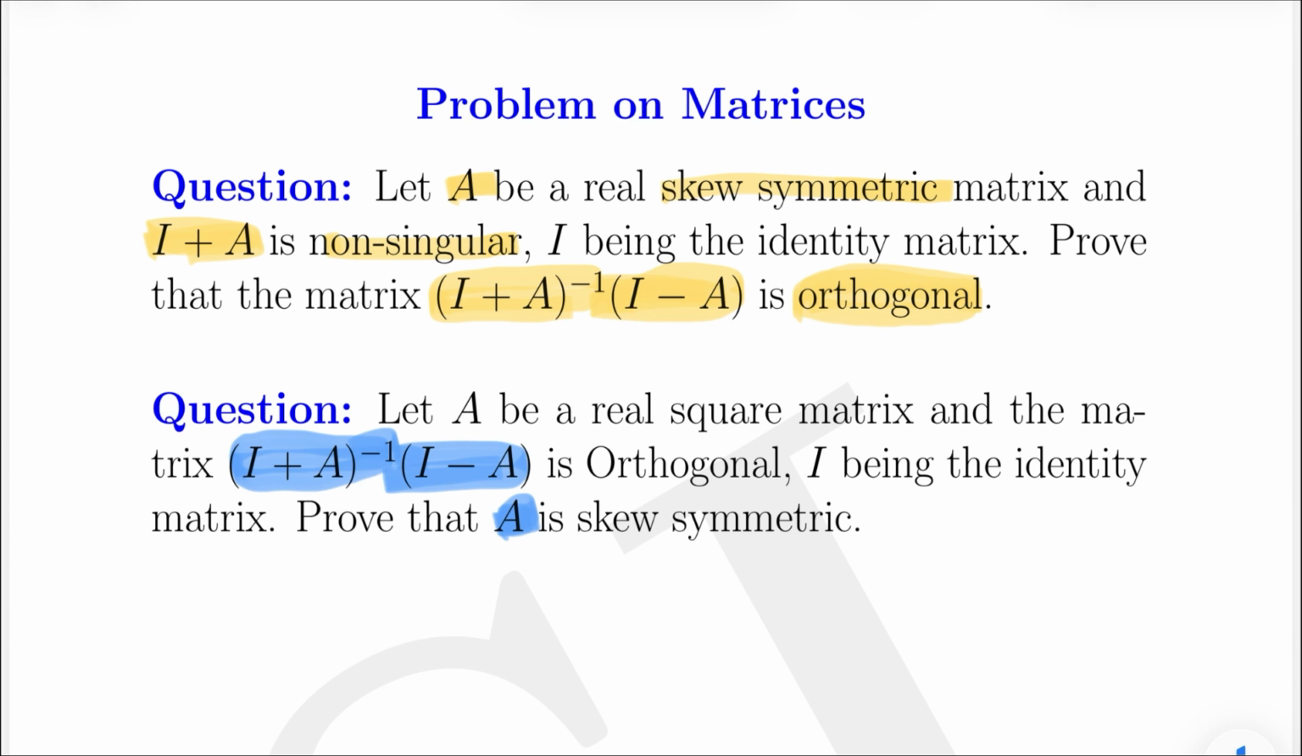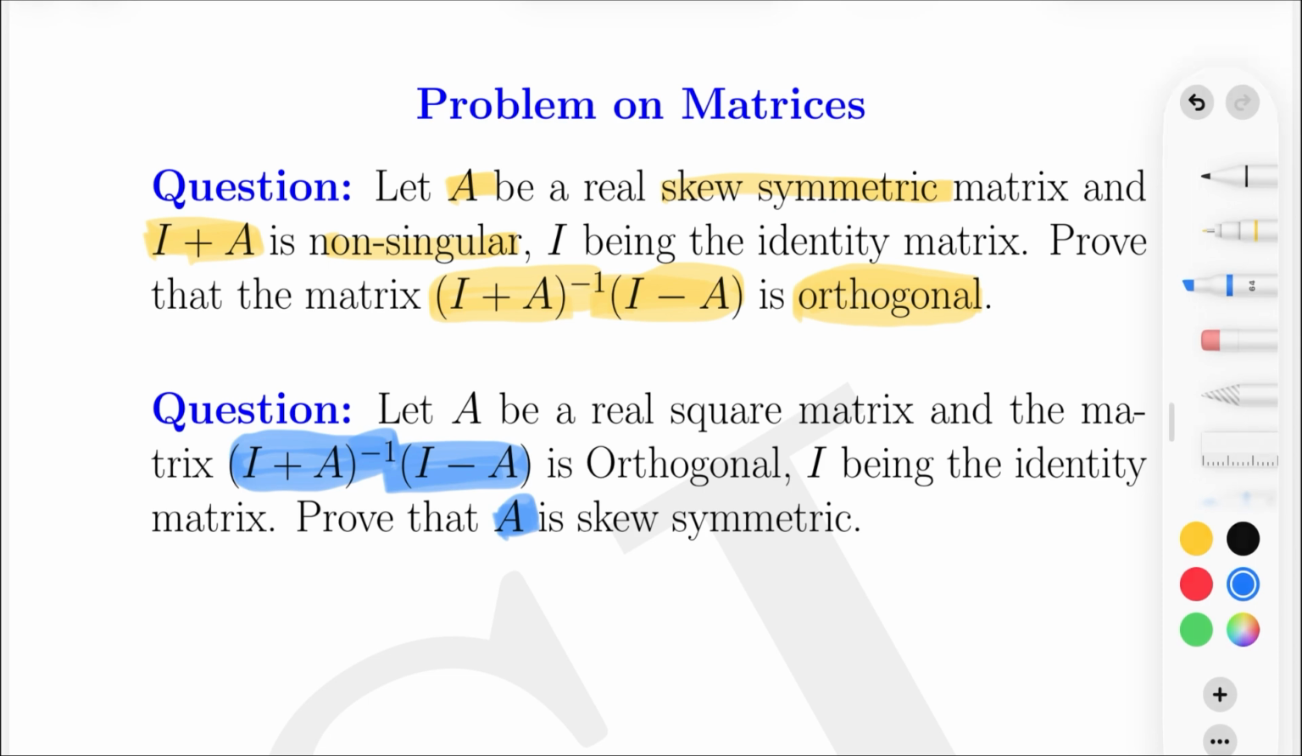In the first question, given that A is a skew symmetric matrix, we have to prove that (I plus A) inverse into (I minus A) is an orthogonal matrix. And in the second question, given that (I plus A) inverse into (I minus A) is orthogonal, we have to prove that A is a skew symmetric matrix. So let me recall the definition of orthogonal matrix.